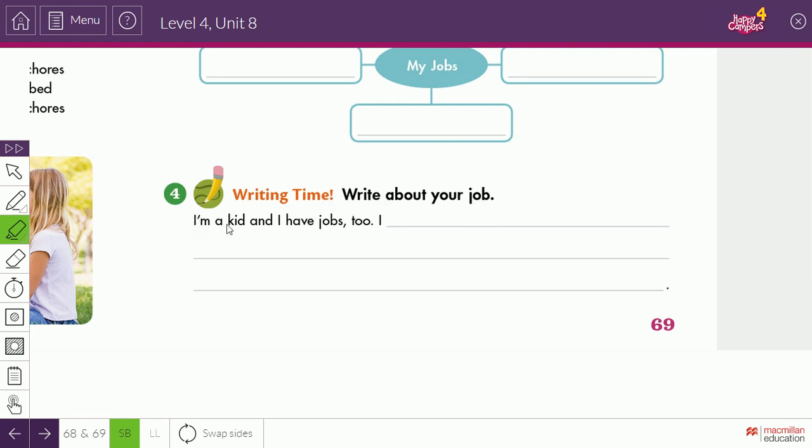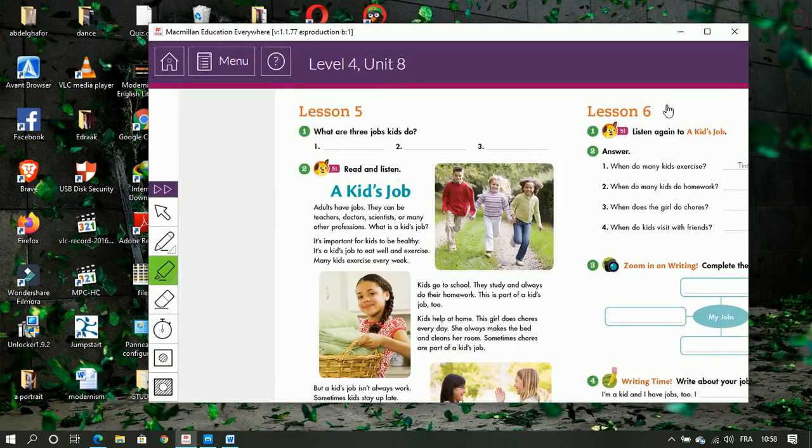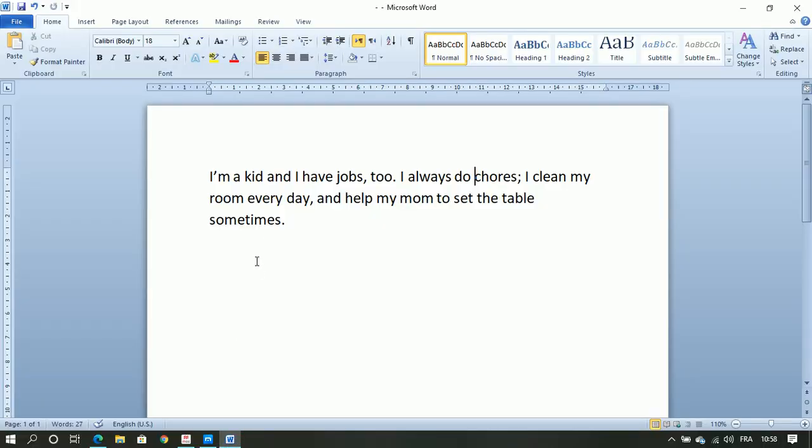I'm a kid and I have jobs too. For example, I will show you a small paragraph about this. So, I'm a kid and I have jobs too. I always do chores. Please remember that you have to choose one of your jobs. Choose one and write about it. Don't write about the four jobs that you wrote above. Choose just one, just one.